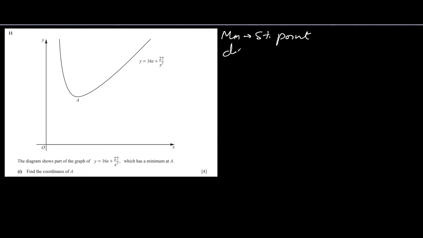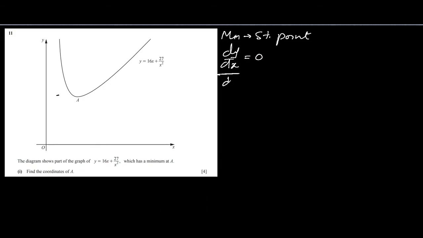At a stationary point, dy over dx is always 0 because this is the gradient of the tangent. And if I draw a tangent at A, something like this, it will be a horizontal line. And the gradient of a horizontal line is 0. And that's why dy over dx is 0. So we'll differentiate the function and then make it equal to 0.